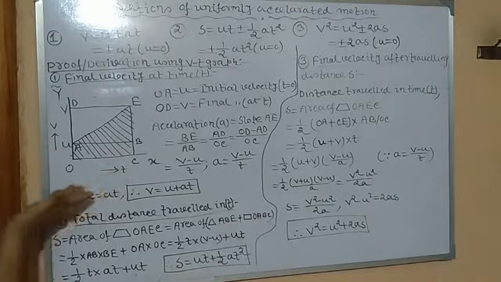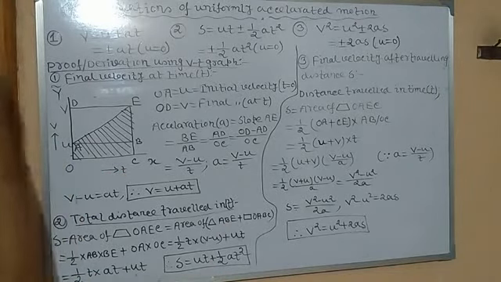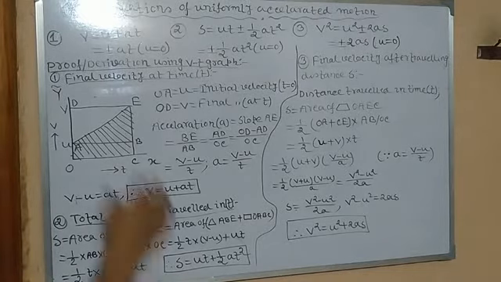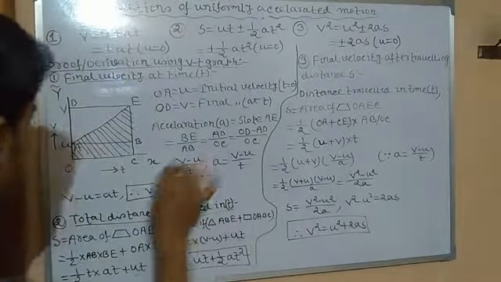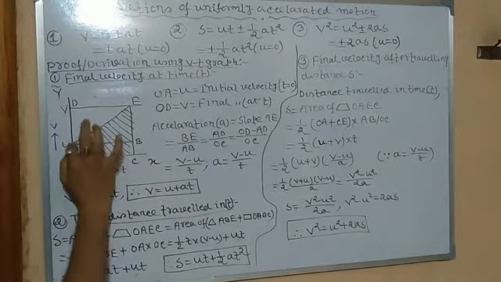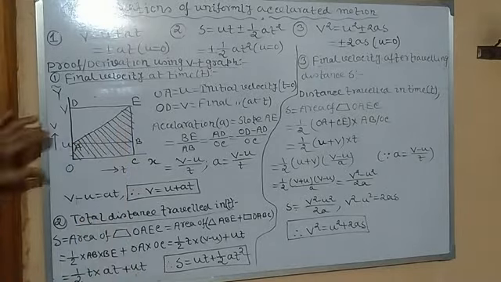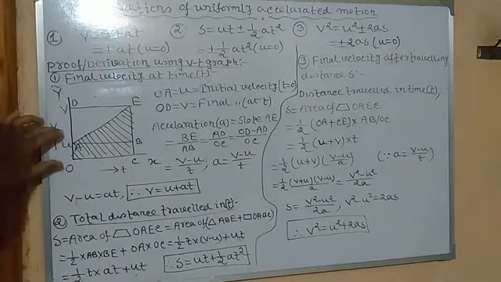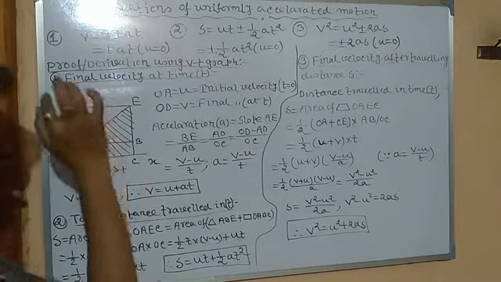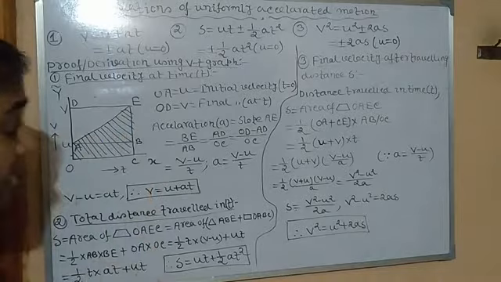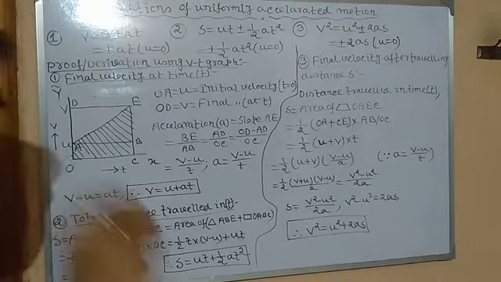Why? Time is taken along the x-axis and velocity is plotted along the y-axis. t is in seconds and velocity is in meters per second. Clear? Since the body has some initial velocity, it means it is not at rest. If the straight line passed through the origin, that is from O, it would represent the body initially at rest. It means u is equal to 0.